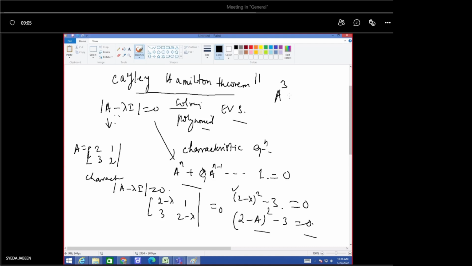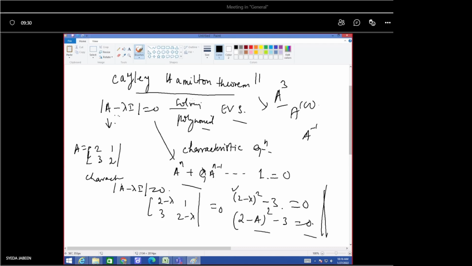Like if I tell you to find A cube, then from the characteristic equation only you can do some operation and you can find it. If I tell you A to the power 100, then using the Cayley-Hamilton theorem you can find it. If I tell you A inverse, then using this you can find it by doing some operation. Okay, so this is one major use of this theorem. Now this is understood.